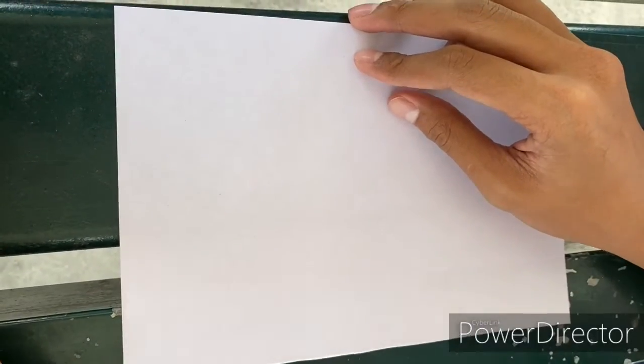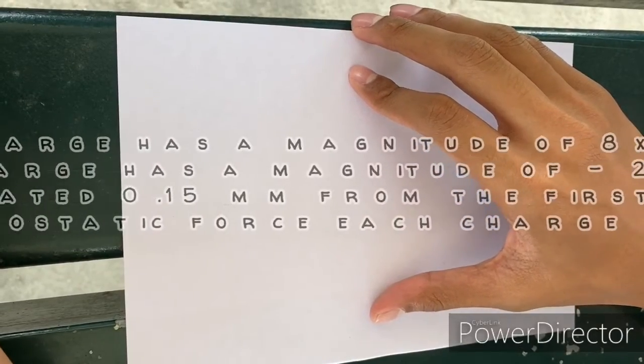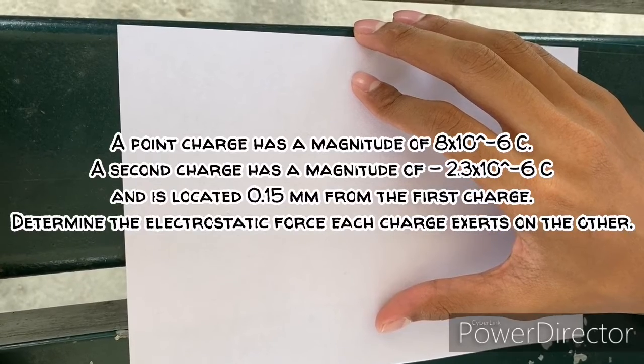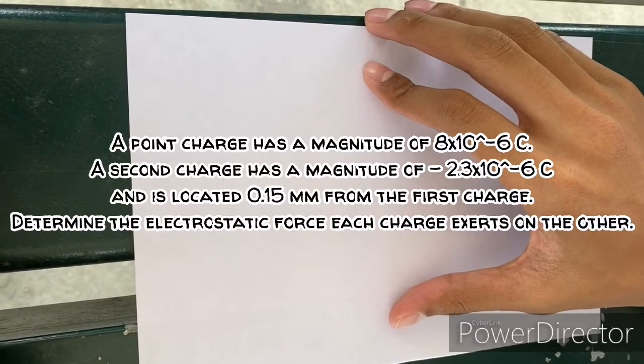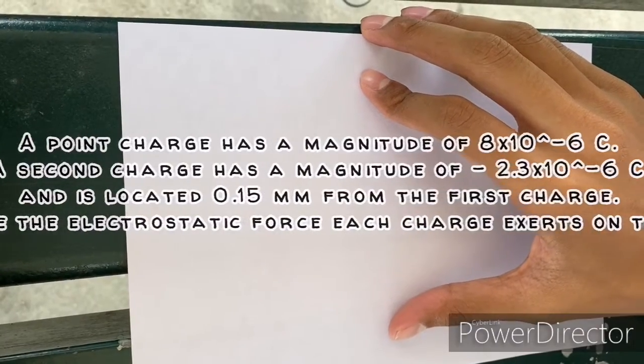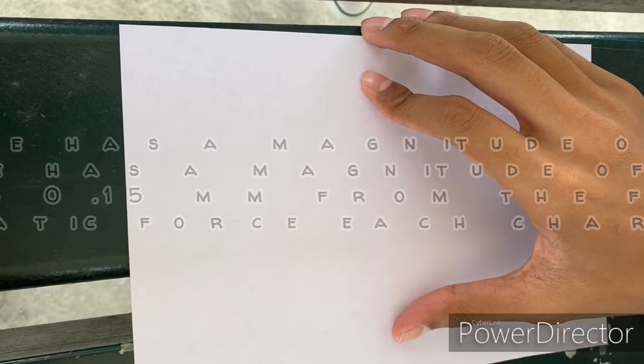A point charge has a magnitude of 8 times 10 raised to negative 6 coulomb. A second charge has a magnitude of negative 2.3 times 10 raised to negative 6 coulomb and is located 0.15 millimeter from the first charge. Determine the electrostatic force each charge exerts on the other.